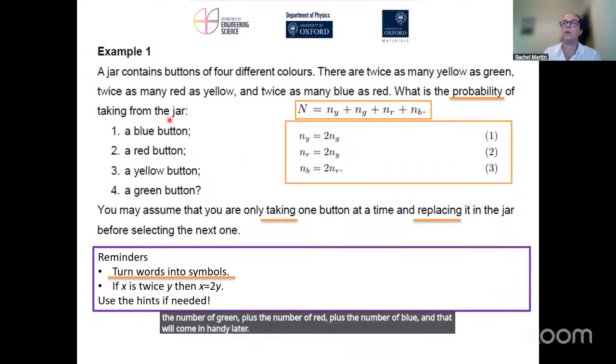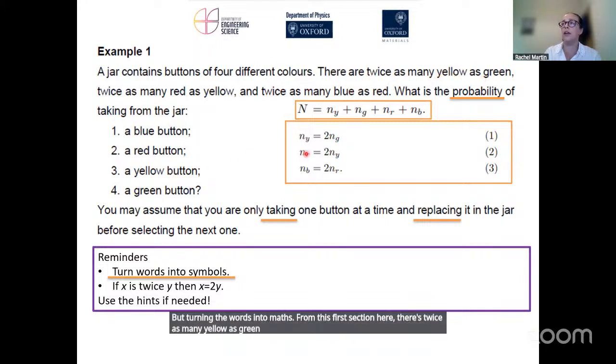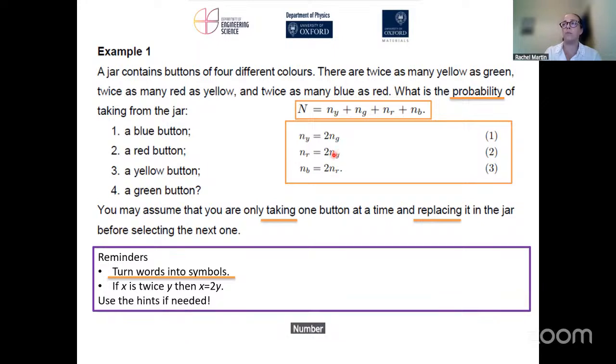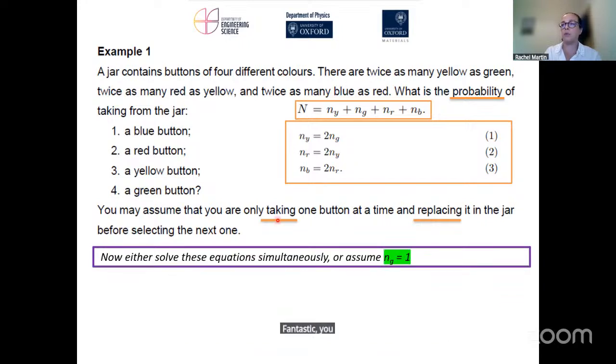But turning the words into maths, from this first section here, there's twice as many yellow as green, etc. The number of yellow is 2 times the number of green, so using subscripts. Number of reds, twice the number of yellow. And you can see I've turned the words into maths. Fantastic, you are all excellent at this question.